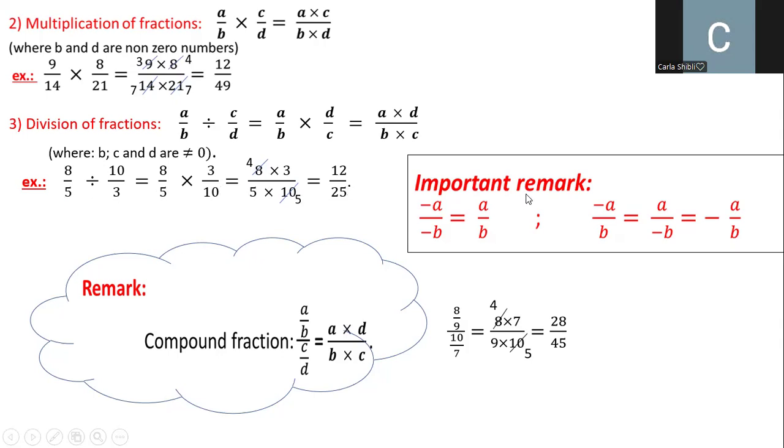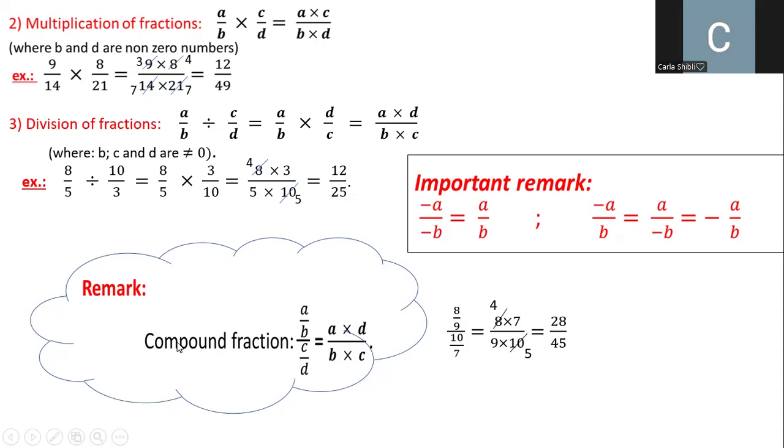Please, there's an important remark. If you have a fraction minus a over minus b, it can be written as a over b since negative and negative becomes positive. Minus a over b is equal to a over minus b is equal to minus a over b. So the minus, if it's in the numerator, it can be written in the denominator or in front of the fraction.